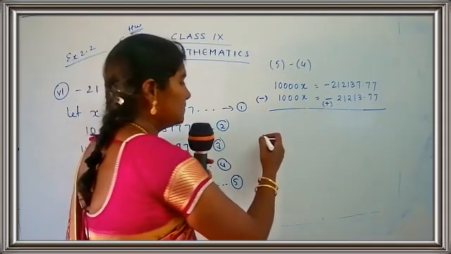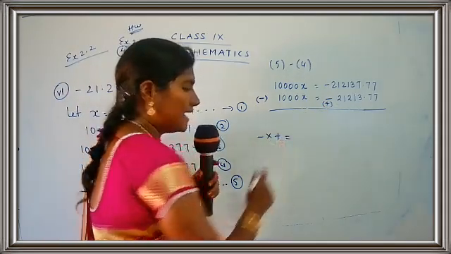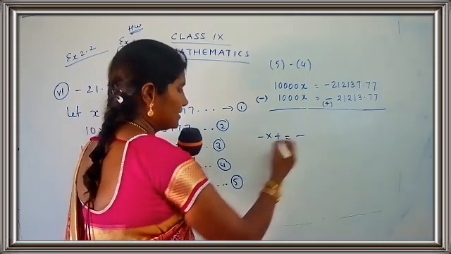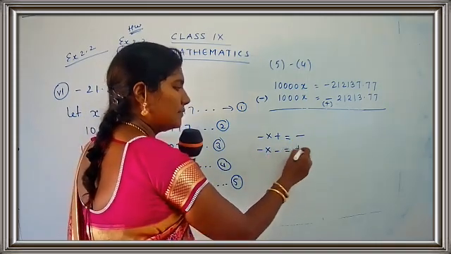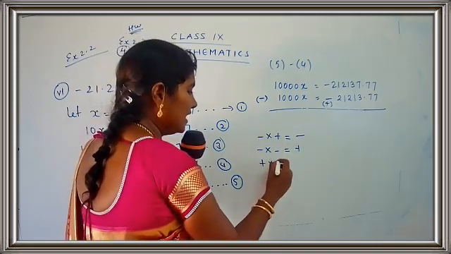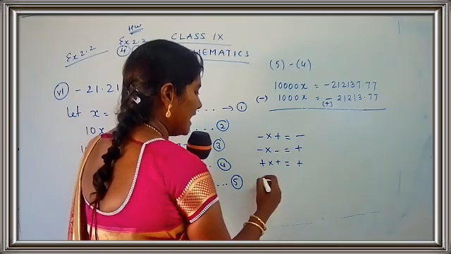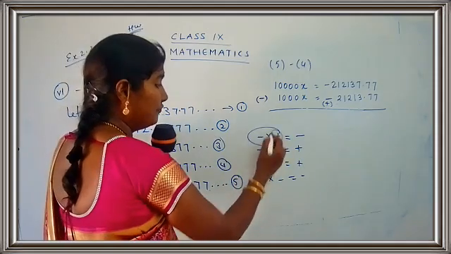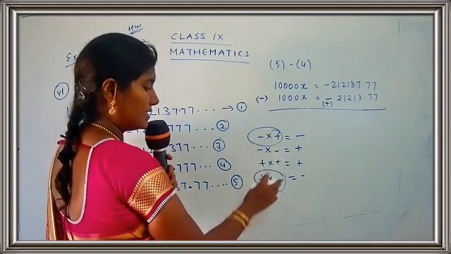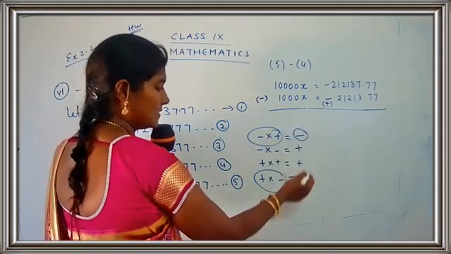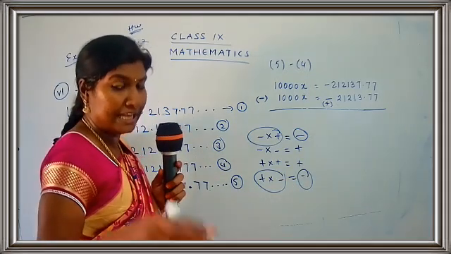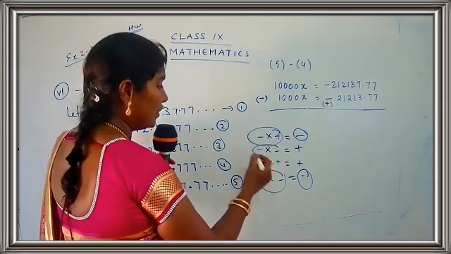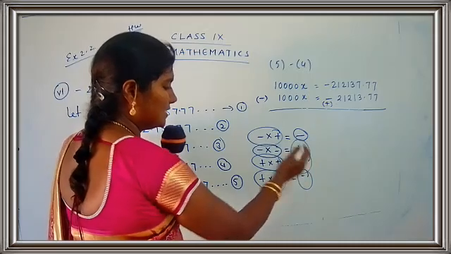Minus into plus is minus. Remember children? What is minus into plus? Minus. Minus into minus? Plus. Plus into plus? Plus. And plus into minus? Minus. That means if you have different signs, minus plus or plus minus, the answer is minus. When you have different signs, the answer is minus, and when you have the same sign, the answer is plus.